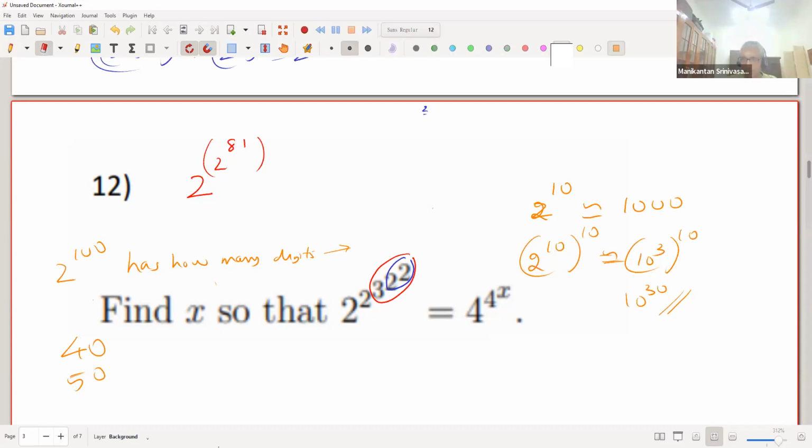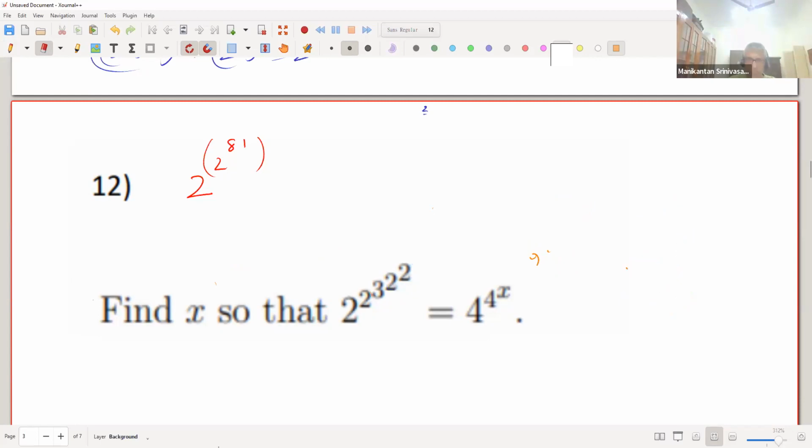It's not 2 power 2 whole power 81. That's easy, that's 2 power 162. The power is very small, 162 is relatively a much smaller number, but I'm talking about 2 power 81. Okay, now that's the left hand side. Now let's simplify the right hand side. So let's erase this. The right hand side is by the same logic 4 power x. So let me convert all the 4s as 2 power 2. So it's 2 power 2 power 2 power 2 power x.